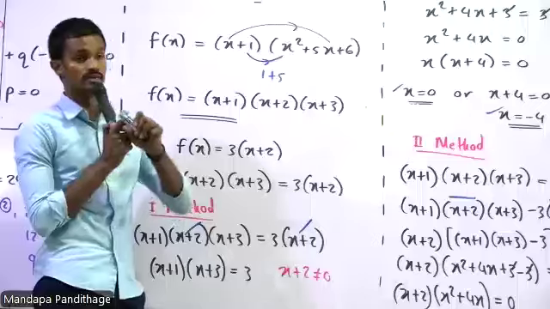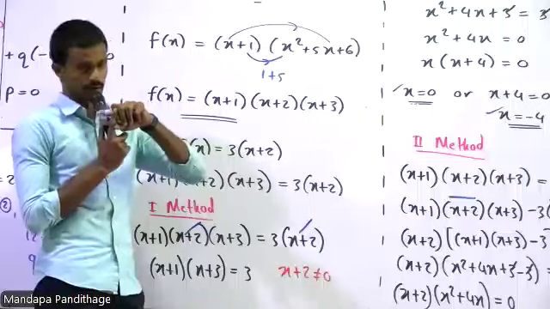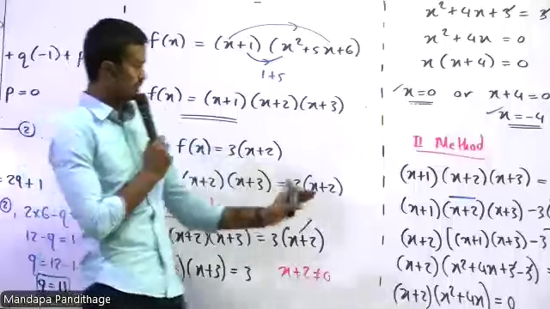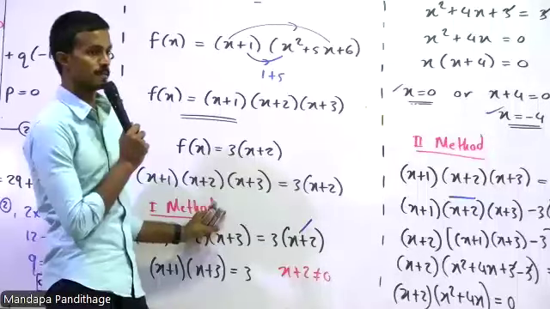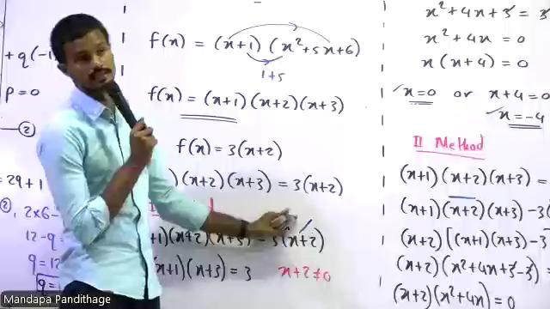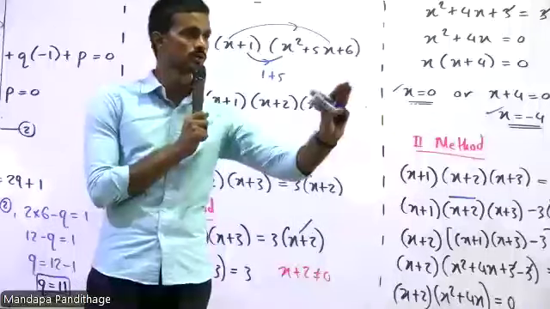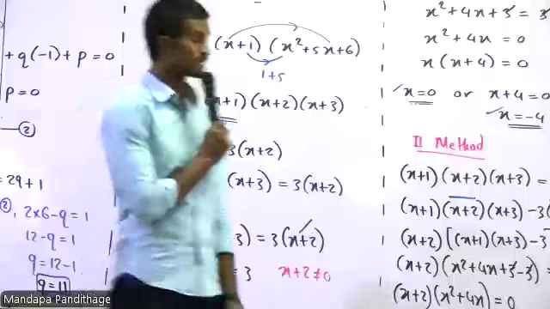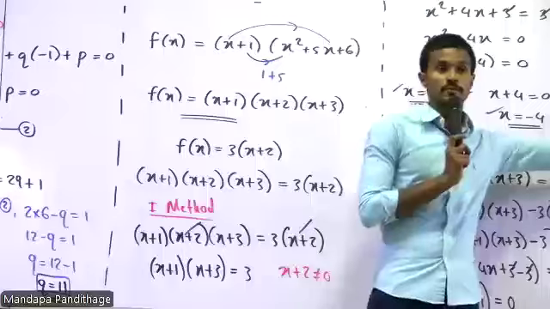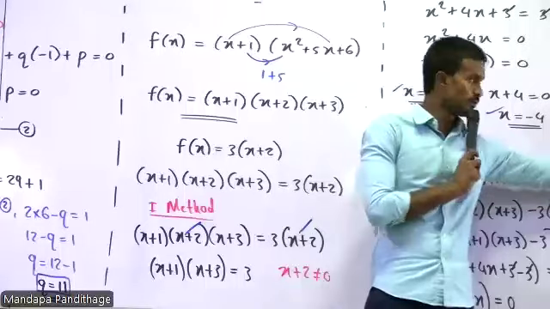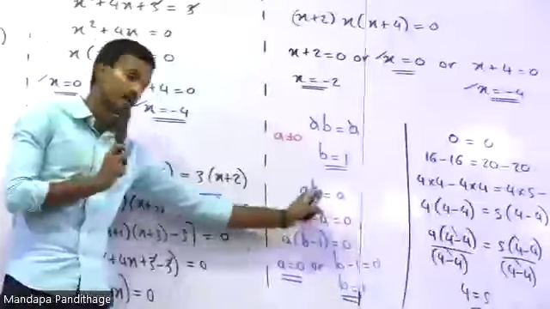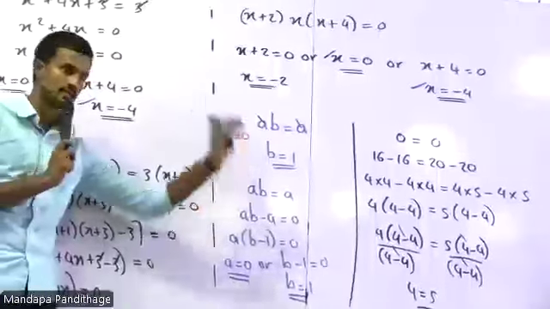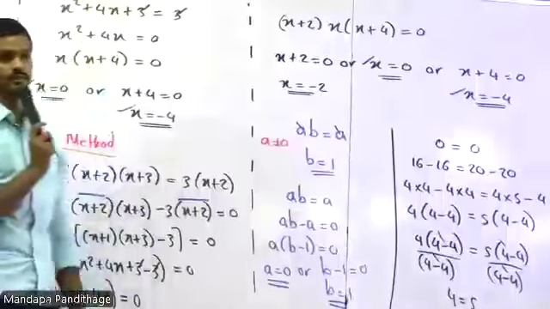From here onwards in A levels, remember well, not like in O levels: in A levels, you can't cancel in this way. You can't cancel. You can cancel this if they have given that it is not equal to 0. If in the question they have given A is not equal to 0, then you can cancel. Then this is correct. But if they haven't given that A is not equal to 0, you can't cancel. You have to take it to one side and do it in this way.